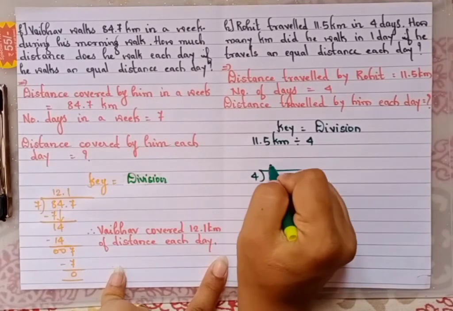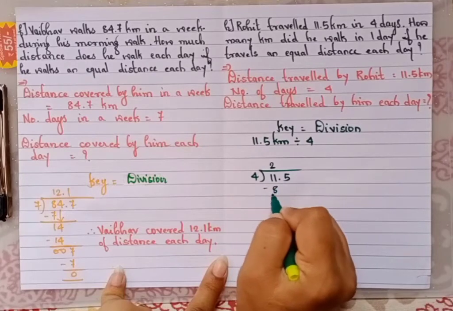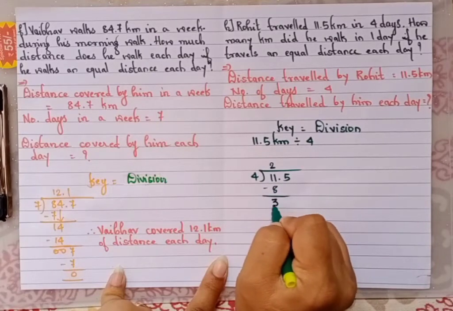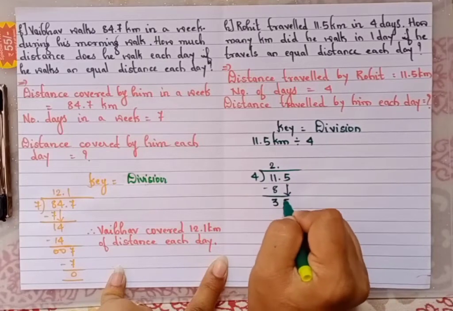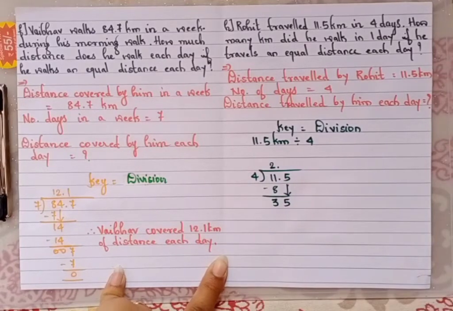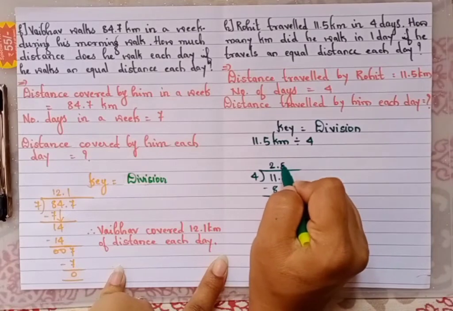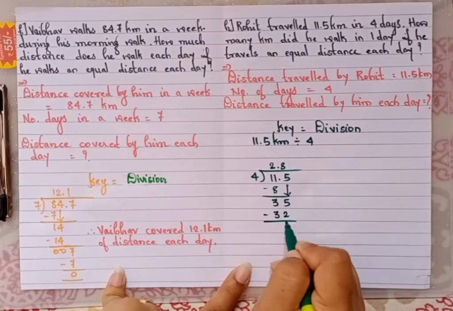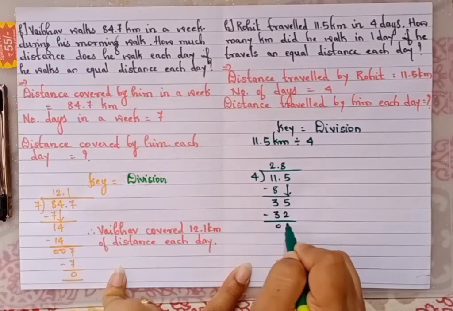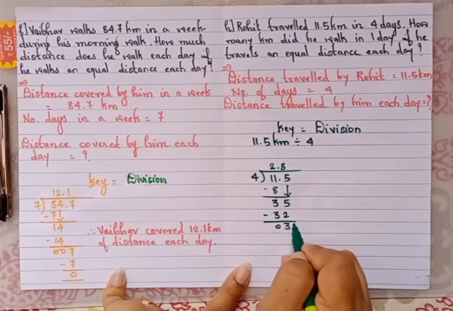4 twos are 8. Remains 3. Put the decimal point here and take the next digit down. 4 eights are 32. From 35, 32 goes out, remains 3. Take the next digit down, that is 0.